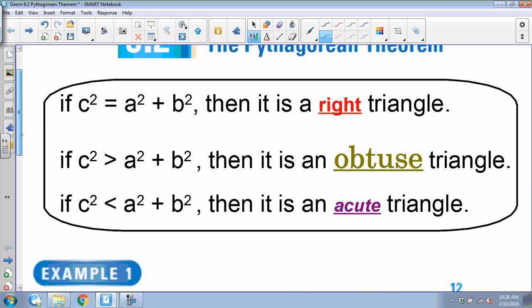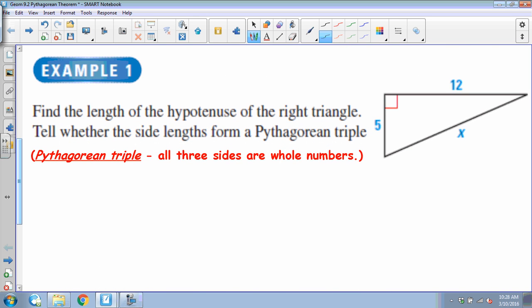Okay. So, let's look at example 1. It says, find the length of the hypotenuse of the right triangle. Tell whether the side lengths form a Pythagorean triple. That's a new word, Pythagorean triple. Pythagorean triple is a special term that means all three sides are whole numbers. All three sides are positive integers. They're whole numbers. They can't be decimals, they can't be radicals, they can't be fractions, they have to be whole numbers. If they are, then it's a special kind of right triangle that's called a Pythagorean triple.